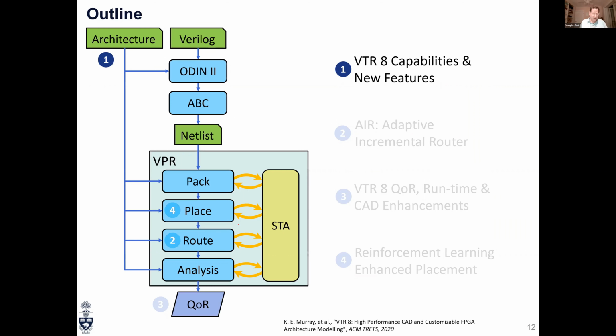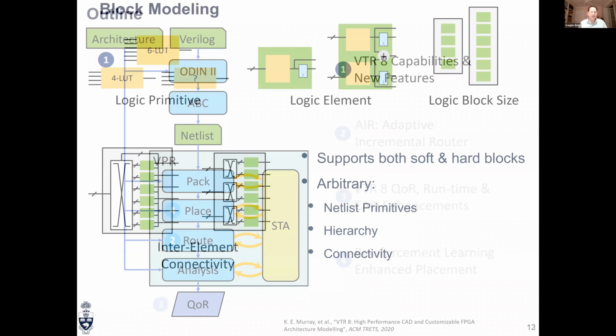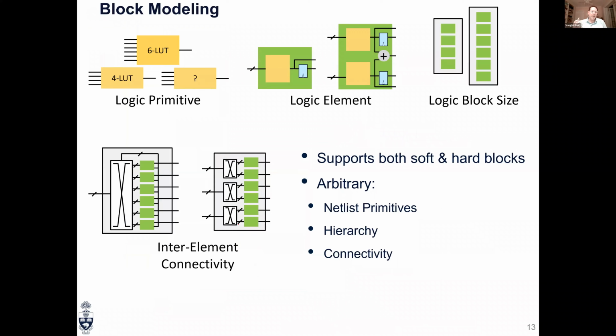Okay, so let's talk first about capabilities. What comes out of the first part of that VTR flow is primitives. So synthesis maps to lookup tables, multipliers, RAM blocks, and so on. And in VTR, you can specify essentially arbitrary primitives. So what are they? Lookup tables? Are they a certain size? Are they AND gates? You can do whatever you like there.